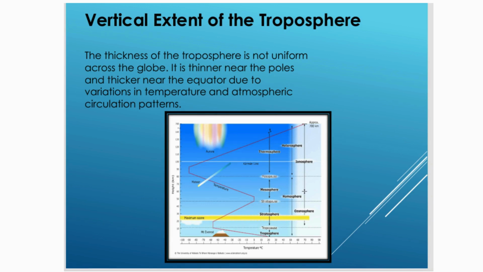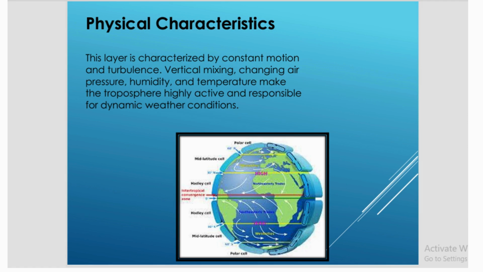So, the vertical extent of the troposphere. The thickness of the troposphere is not uniform across the globe. It is thinner near the poles and thicker near the equator due to the variation in temperature and atmospheric circulation patterns.